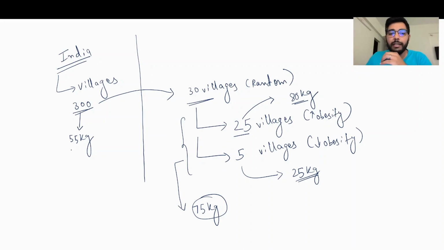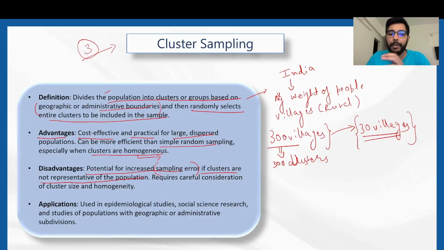Now you see the difference between what was actually the average weight versus what we got from cluster sampling. The only reason is that the clusters we sampled out of the overall population were not representative of the overall population. This is one of the disadvantages, that is, the potential of increased sampling error if the clusters are not representative of the entire population, right?